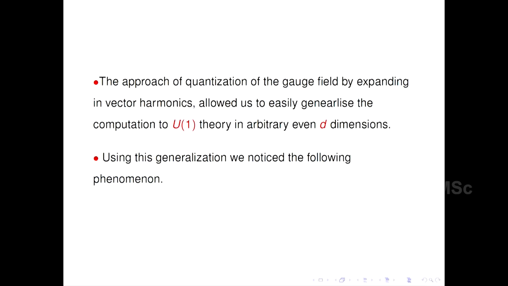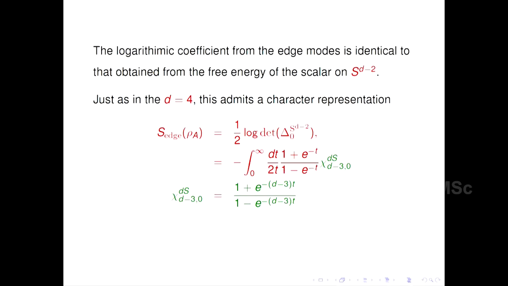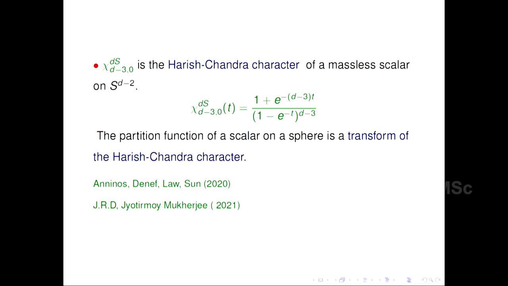Now, this approach of quantizing it in this spherical way, expanding it in terms of vector harmonics, can of course be carried out for U1 theory in d dimensions. And using this, we notice the general phenomenon. So this logarithmic coefficient of the edge mode, in fact, is related to the determinant of a scalar Laplacian on that sphere. And this is true for Maxwell's theory in higher dimensions. We noticed this by explicit computation, and you can rewrite it in terms of this Harish-Chandra character.